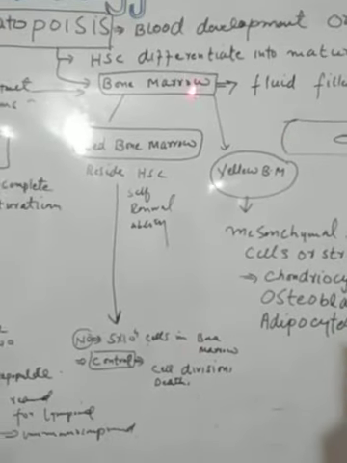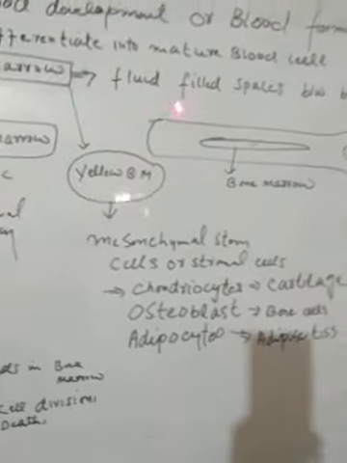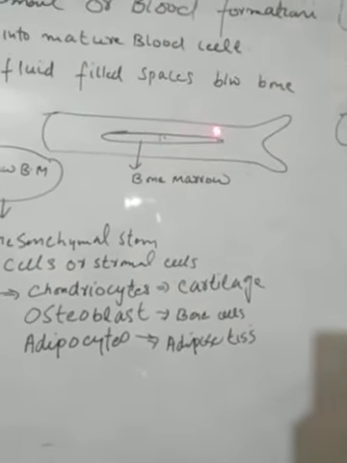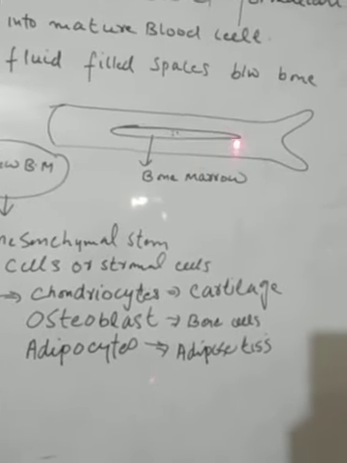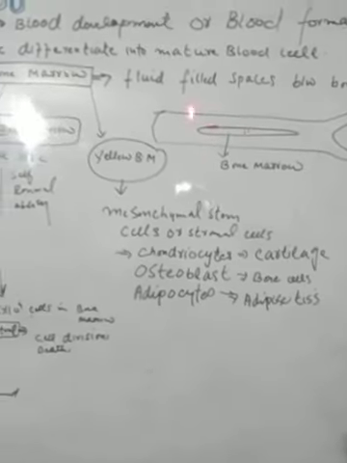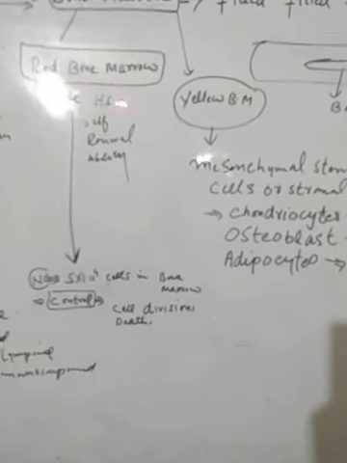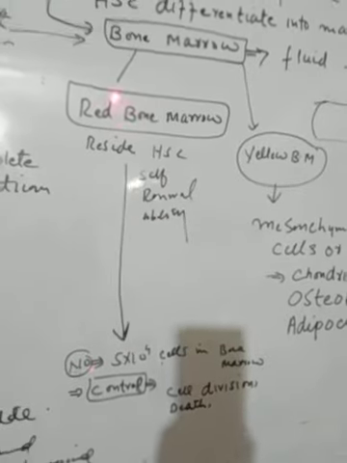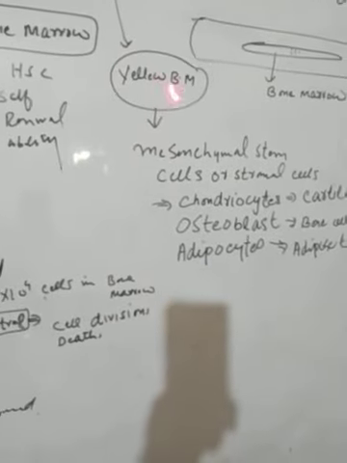But the question arises: what is bone marrow? You should note that bone marrow is the fluid filled spaces between bone. In the bone there are fluid filled spaces, and these fluid filled spaces are known as bone marrow. Now, how many types of bone marrow are there? There are two types of bone marrow. One is called red bone marrow and the other is called yellow bone marrow.